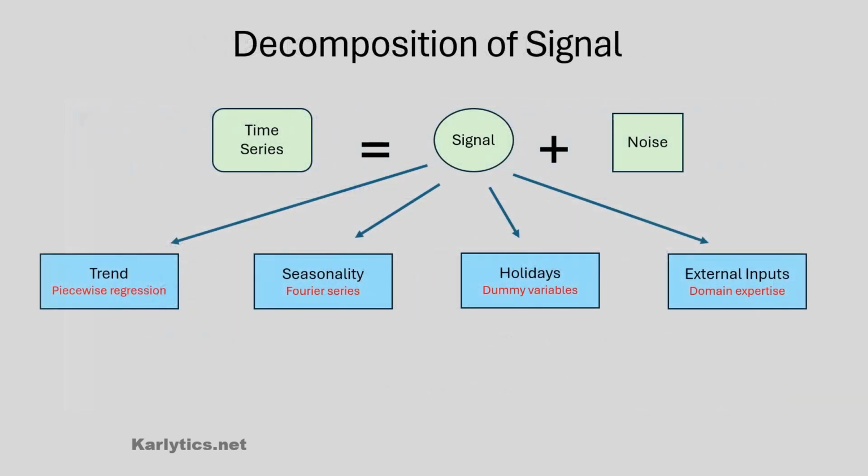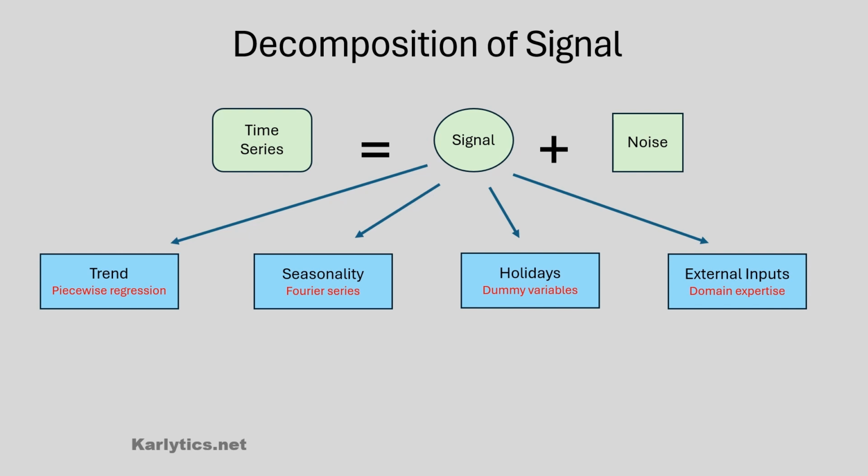In all analysis, there are only two things. There is signal and there is noise. Our job as analysts is to extract the signal from the noise. This signal can be decomposed into a couple of dimensions. As previously mentioned, the Prophet package uses piecewise regression to extract the trend.